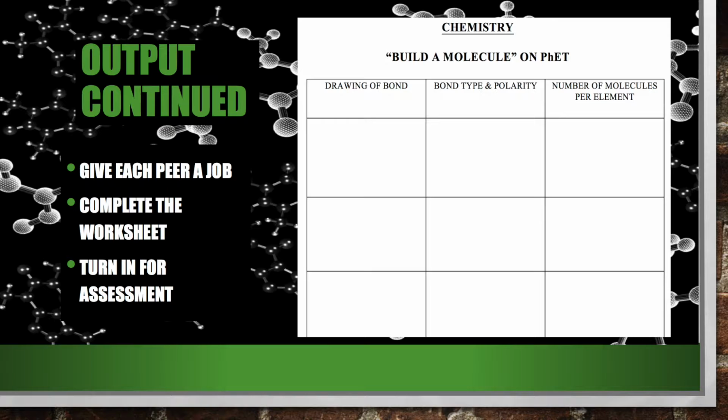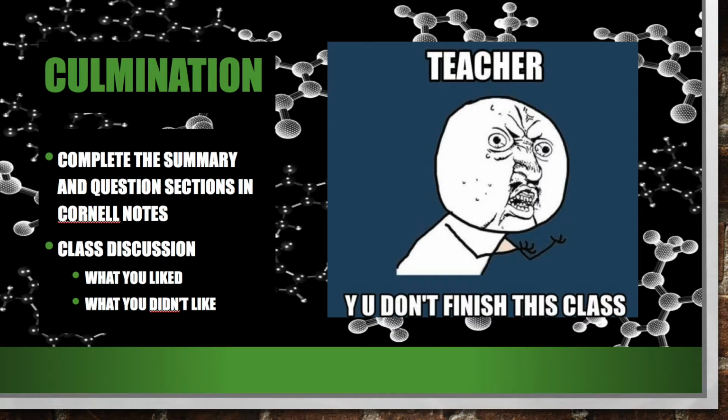Each group member is responsible for documenting their partner's work onto their own worksheet because they're going to be turning that in at the end of class. At this point in the class, students are going to wonder why they're not able to leave yet. Oh, but they're not done. They're going to have to complete the summary and question sections in their Cornell notes. Yes, they're really going to hate me for that. We're also going to go over a class discussion. I really want to know what the students liked and what they didn't like.